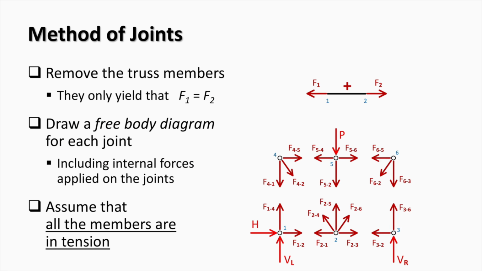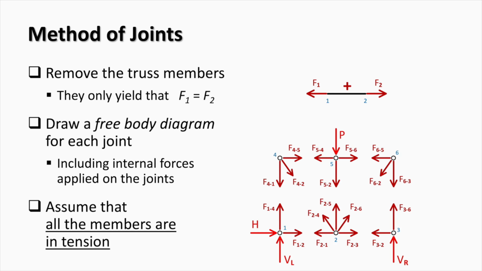In a truss member not loaded along its length, the internal forces on both sides are equal, opposite, and on one line of action. Otherwise, this member is not in equilibrium. This allows us to conclude that each truss member applies the same force on both of the joints that it's connected to. The next step in the solution of a truss, using the method of joints, is to remove all the truss members.